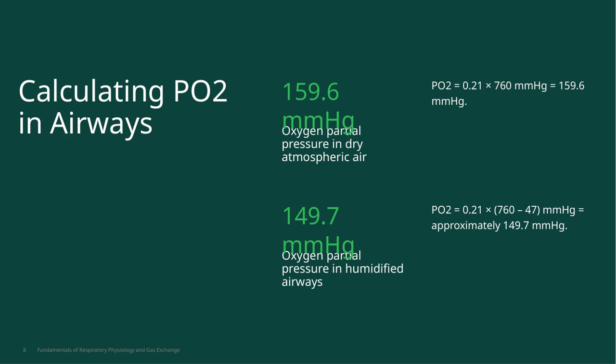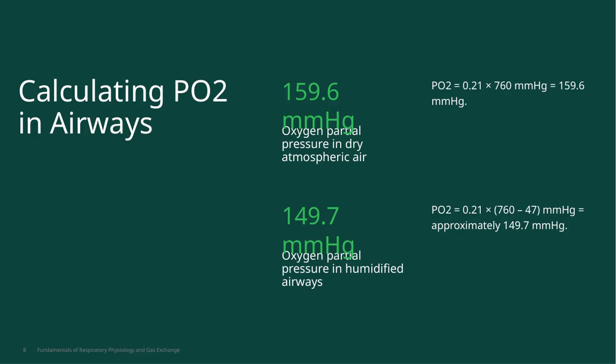Now, when air is humidified as it passes through the airways, water vapor adds to the total pressure, which effectively reduces the partial pressure of oxygen. To account for this, we subtract the water vapor pressure, about 47 mmHg at body temperature, from 760 mmHg, leaving us with the pressure of dry gases. Then, we multiply 0.21 by this adjusted pressure, which results in roughly 149.7 mmHg. This difference highlights how humidity impacts oxygen availability in the respiratory tract.